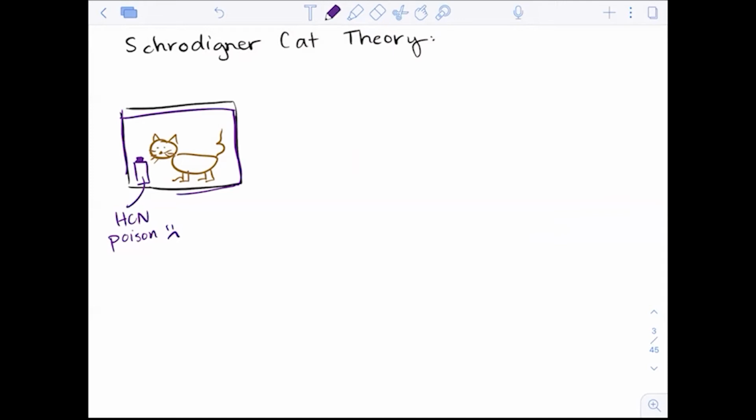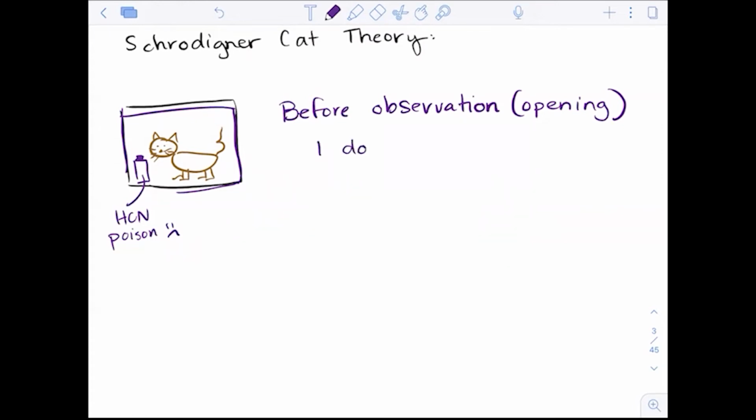But think about it. He said that before observation, so before he opens the box, right? Opening the box to see if the cat is still there, alive or dead. He said, before I open this box, I've sealed it all up. I've put the poison in there. I put the cat in there. I've sealed it all up and I shoved it to the side. And I'm waiting. Before I open it up, I don't know if the cat is alive or dead.